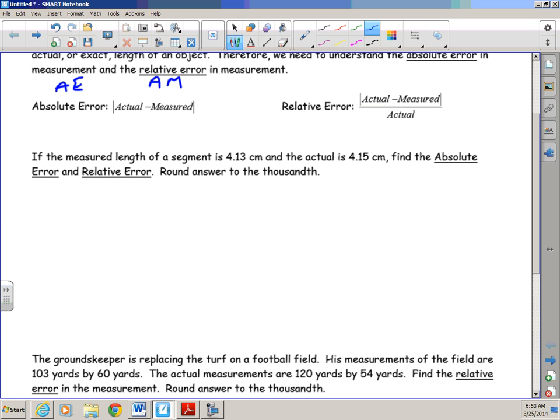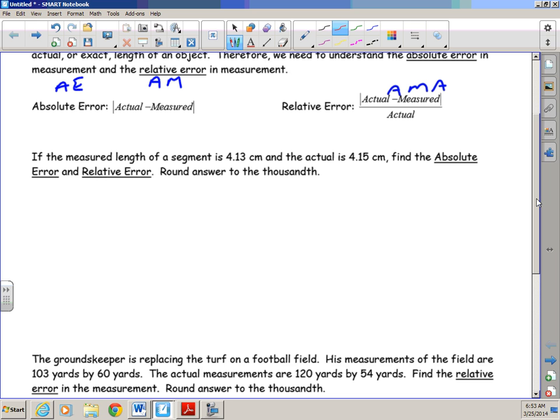Relative error, and in math, the word relative means it's like a ratio concept that we're doing. So relative error is that absolute error divided by the actual, or so we go A minus M over A. Okay? So that we will get a decimal or a percent.